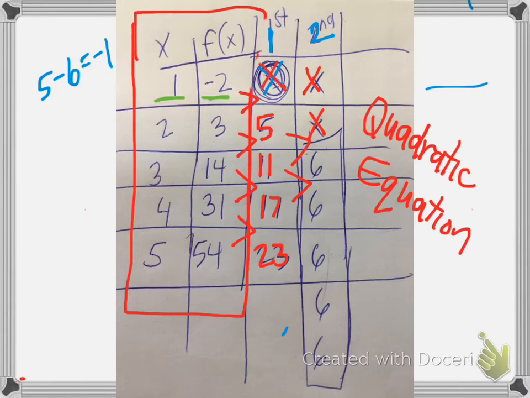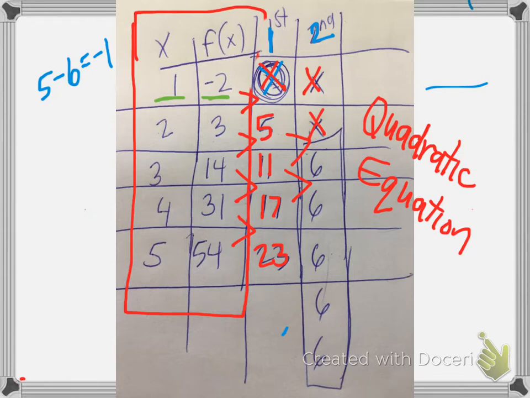Okay, the next thing you do is you compare and try and figure out the first difference. So I go from -2 to 3, I went 5. There was 5 between those numbers. From 3 to 14, there's 11. You could do 14, take away 3, and get 11. 31, take away 14, that's where I got the 17. 54, take away 31 is 23.